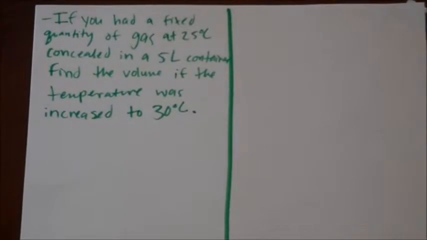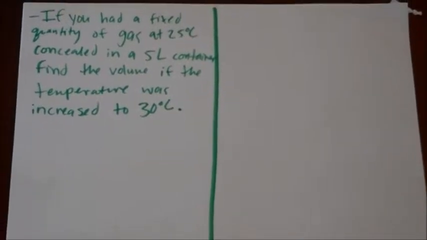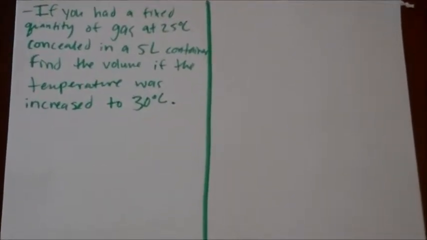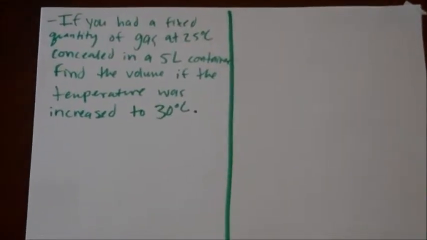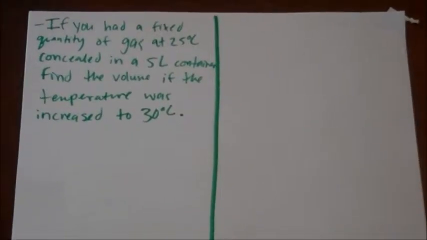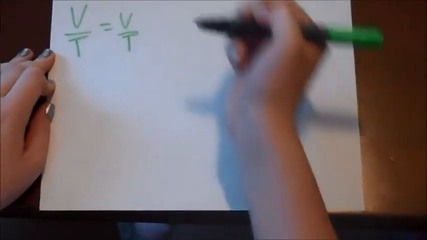Another example of applying the gas laws would be if you had a fixed quantity of gas at 25 degrees Celsius contained in a 5-liter container, and you wanted to find the volume if the temperature was increased to 30 degrees Celsius. Since you're dealing with volume and temperature, you're going to use Charles' law, which is V1 over T1 equals V2 over T2. So then you just plug in the values.